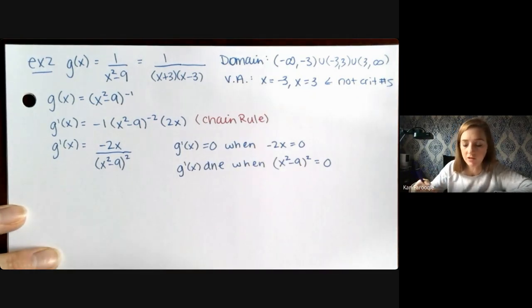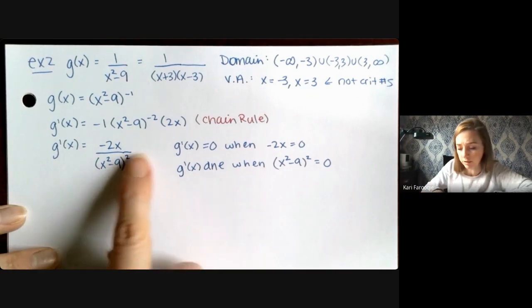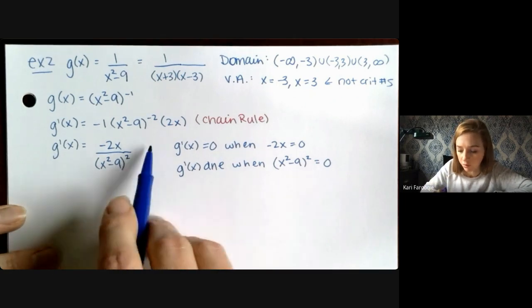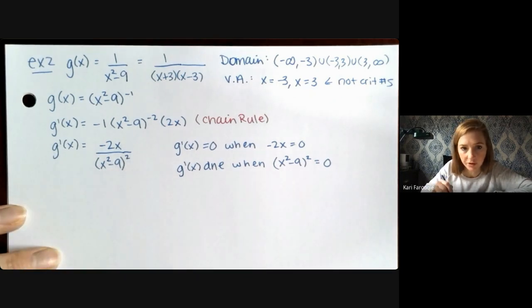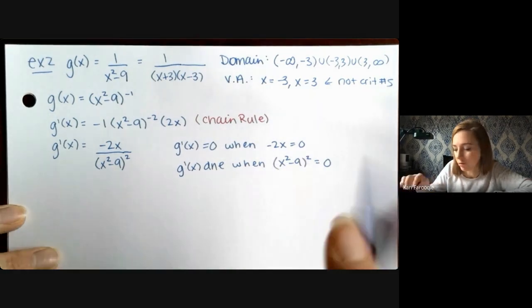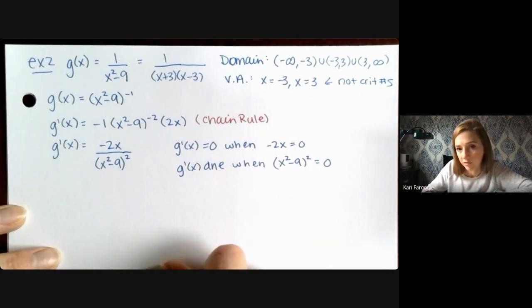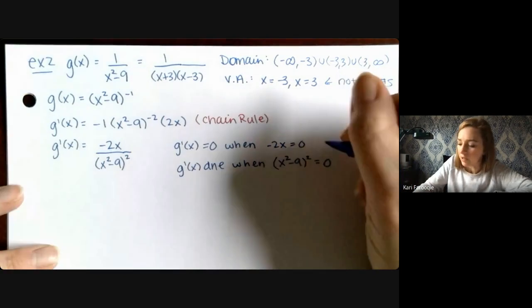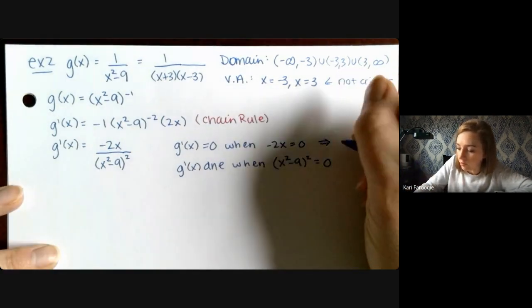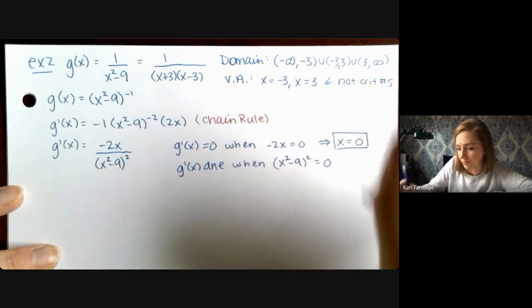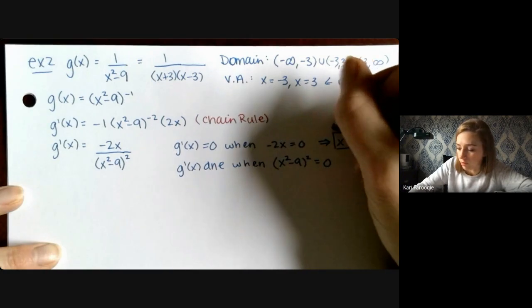That's the nice thing: you don't have to get all crazy with multiplying both sides. I mean, you can, if you set this equal to 0 and multiply both sides of the equation by the denominator, you'll get negative 2x equals 0, but you don't have to. You can just do it this way. So if it's rational and you're trying to figure out when it's equal to 0, set the numerator equal to 0. If you're trying to figure out where it does not exist, set the denominator equal to 0. Okay. Now, negative 2x equals 0. Divide both sides by negative 2, and you get x equals 0. This is going to be a critical number.